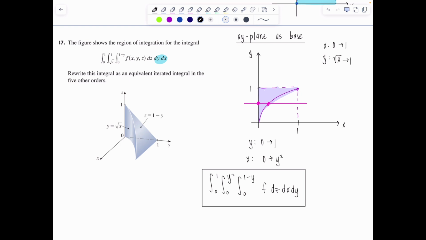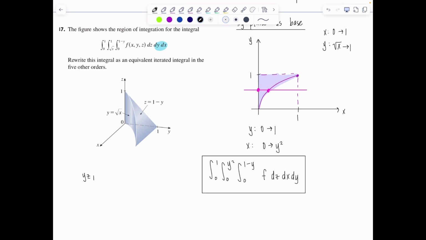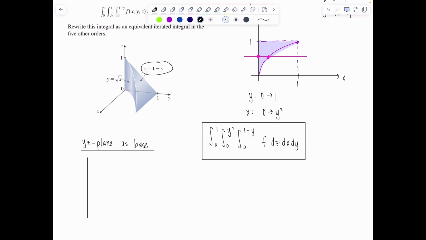Ready? What plane do you want to do next? Okay, I'm going to call it YZ, just because it's alphabetical order. But you do you. YZ plane as base. What is it going to look like? A triangle, right? We have z equals 1 minus y. Can you imagine projecting the solid in the YZ plane? So let's draw the base region. Y, Z, 1, 1. And it's this region here, yeah?